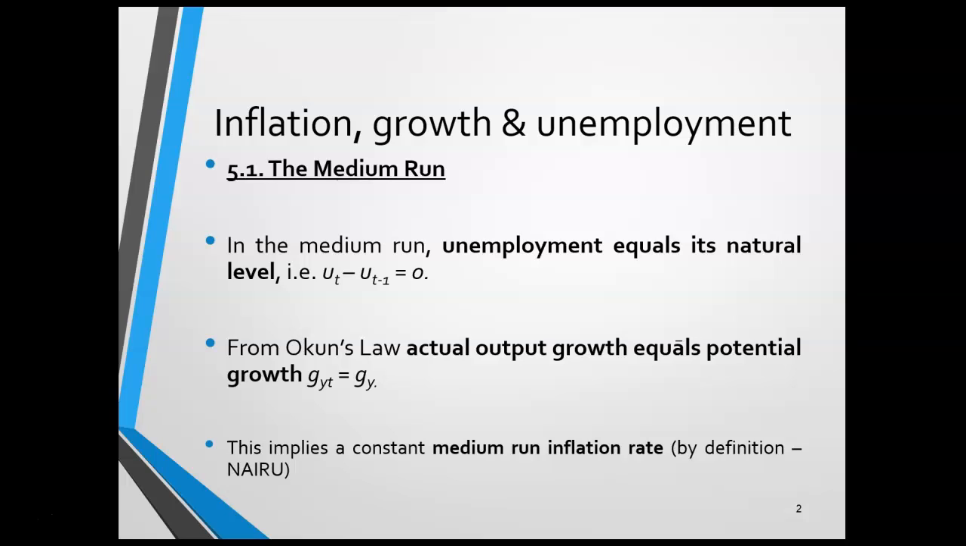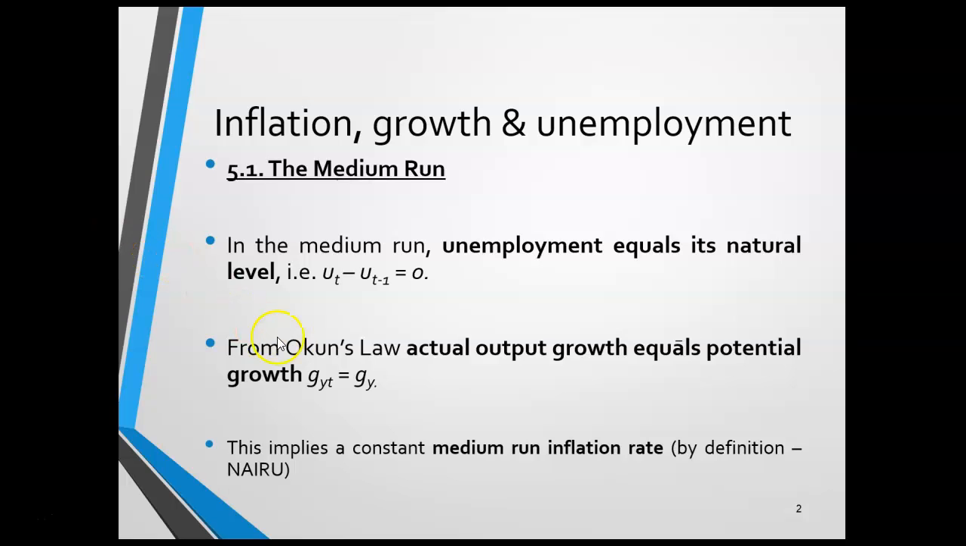The medium run equilibrium, ignoring business cycle things, is characterized, one, by unemployment that's equal to the natural level of unemployment, which in turn implies that the unemployment rate does not change over time. U_t minus U_t-1 is equal to 0. If the unemployment rate does not change, Okun's law implies that growth needs to equal potential growth. That's the second aspect here.